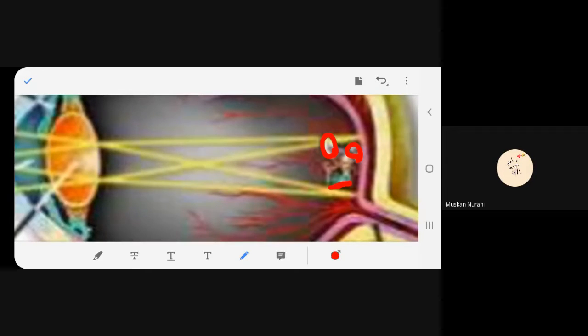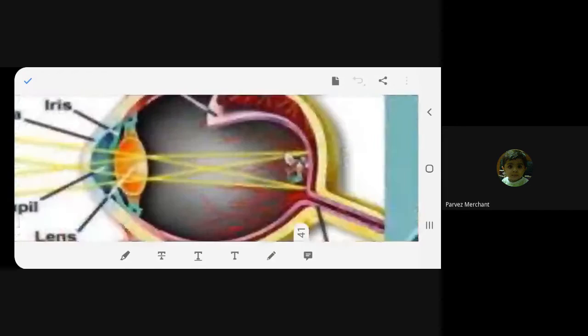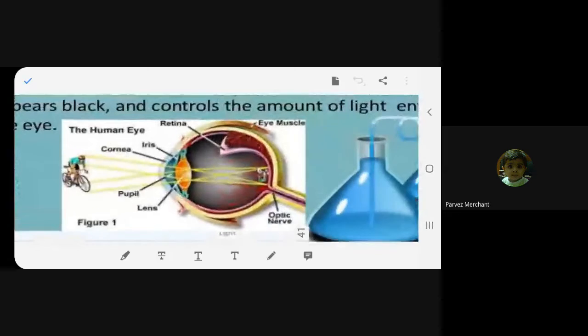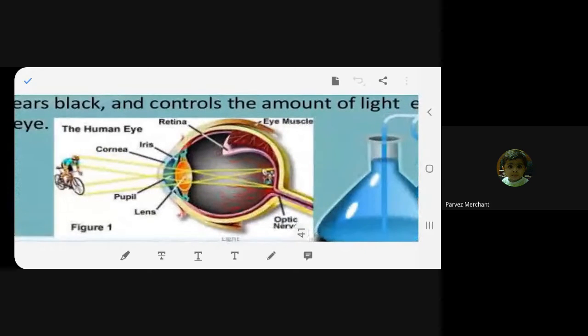Got it? Yes, ma'am. What image we get on the retina is always inverted, and then we see it straight. So this much I think you have understood. Yes, ma'am. Okay, beta.